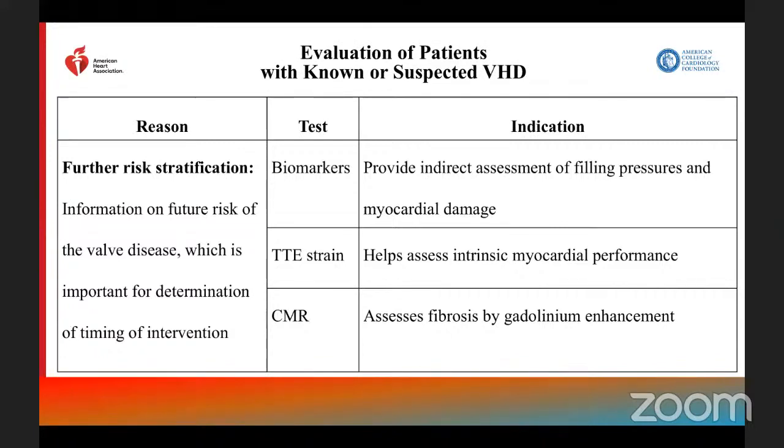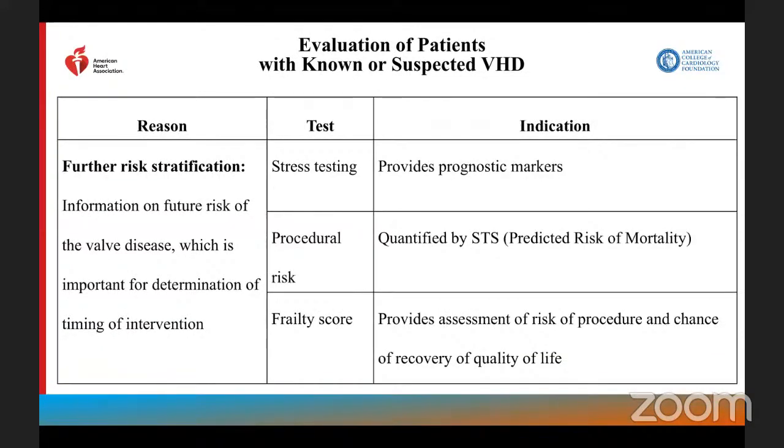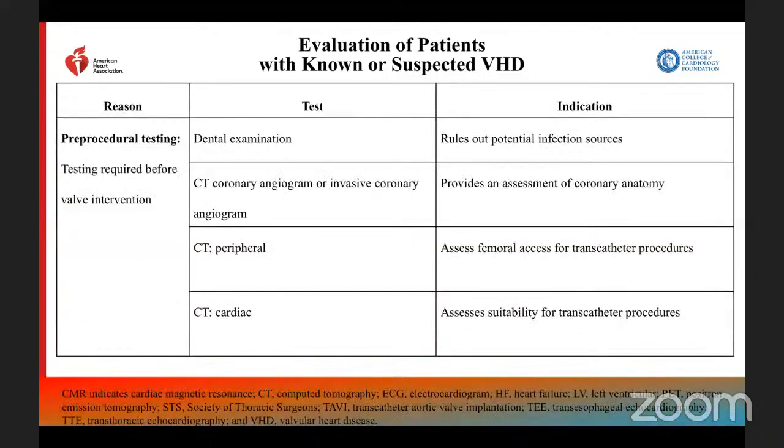Transthoracic echo with strain helps assess intrinsic myocardial performance, and cardiac MRI also assesses fibrosis by gadolinium enhancement. Stress testing provides prognostic markers and procedural risk assessment, quantified by the STS risk score to predict mortality risk, and frailty score. It provides assessment of risk for the procedure and chance of recovery of quality of life for patients. So we usually use a combination of these tests in assessing and evaluating patients with known or suspected valvular heart disease.